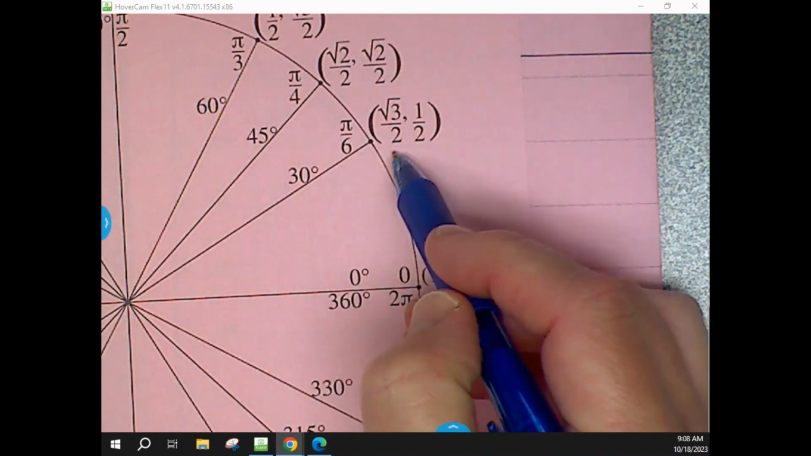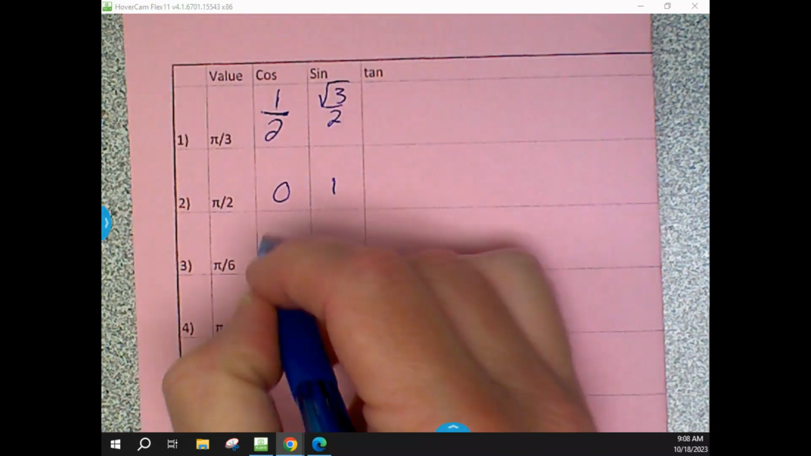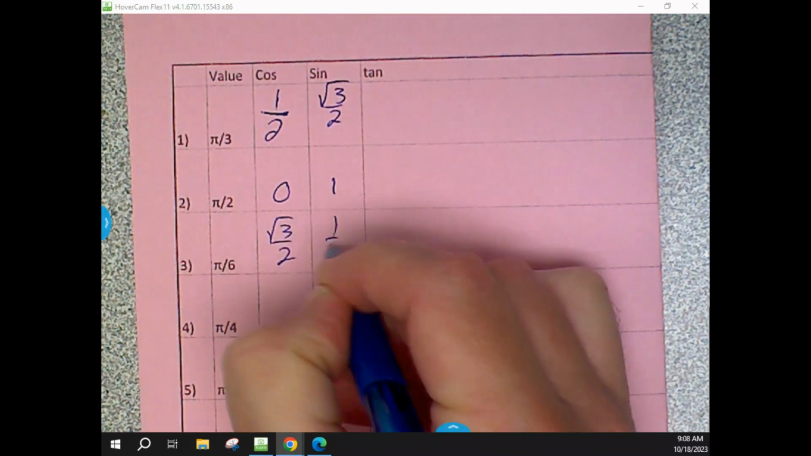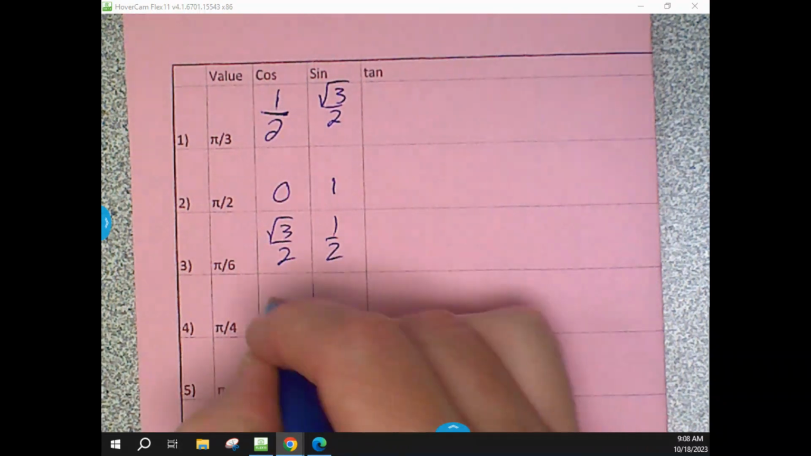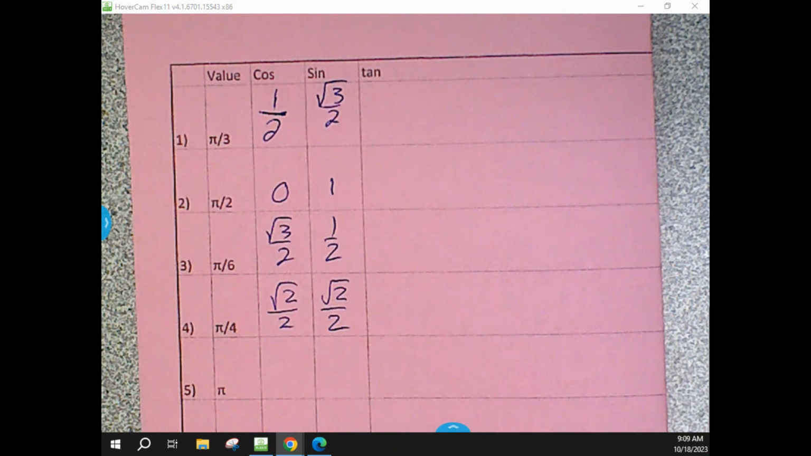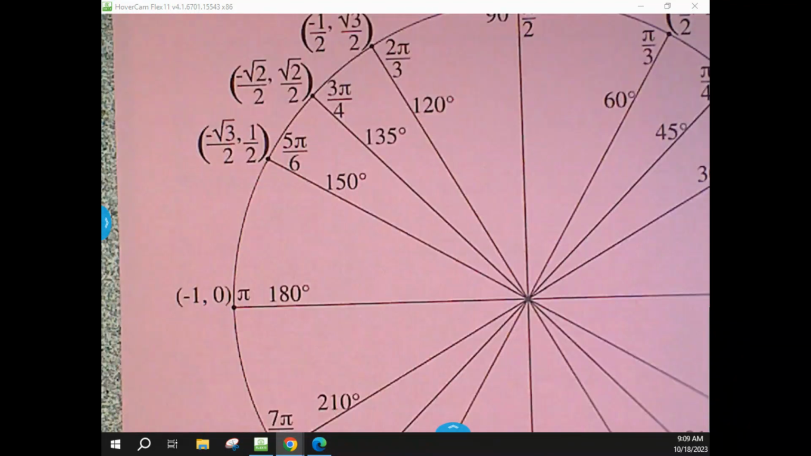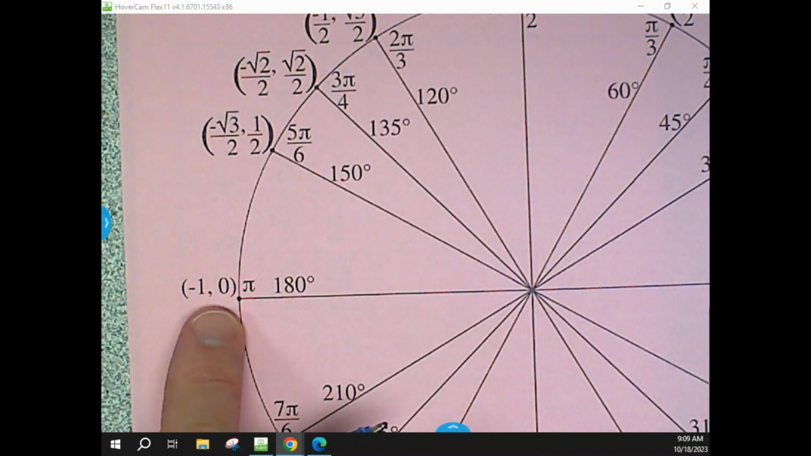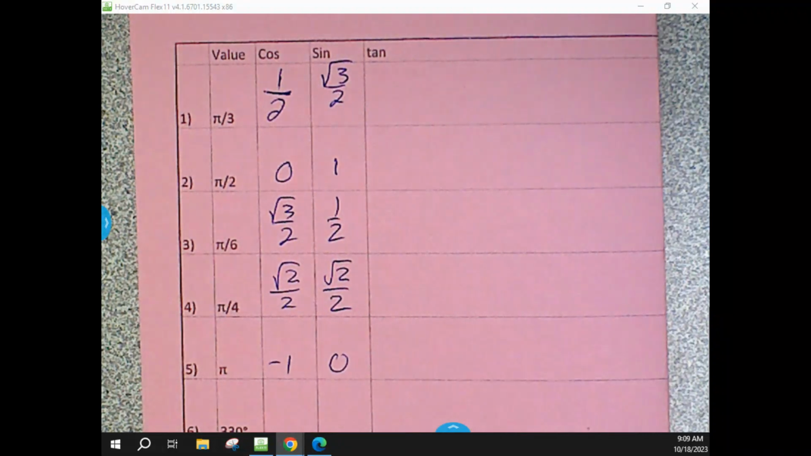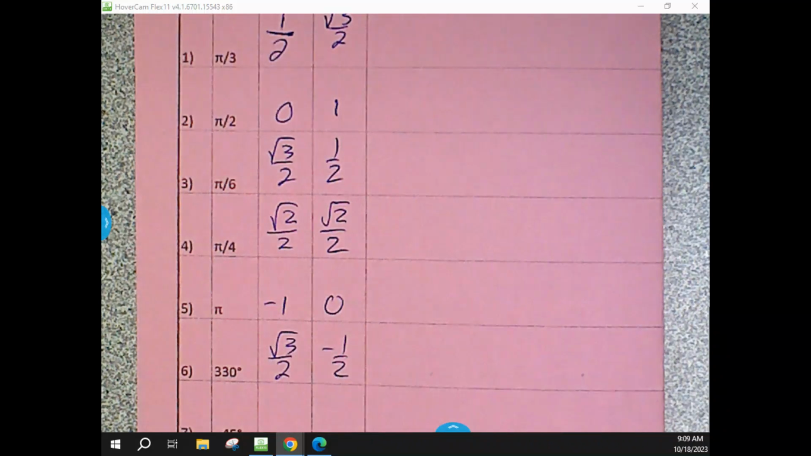Pi over 6, square root of 3 over 2 for cosine, sine's going to be 1/2. If we go to pi over 4, that one should be the exact same answers for both of them. Okay. If you go to pi, cosine's -1, sine is 0. Go to 330, should be square root of 3 over 2 and then -1/2.